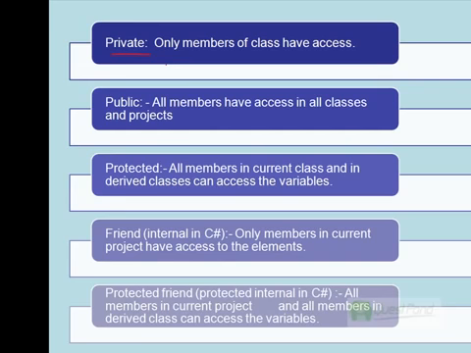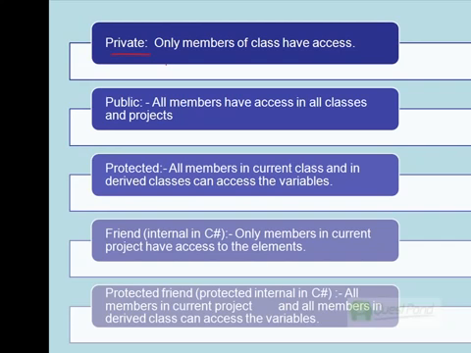The second kind of access which you can implement in C# is public. All the members who can create the object of the class can have access to that property. In other words, the time you define public, all the members have access to all the classes, all the projects, all the properties, all the functions you define.